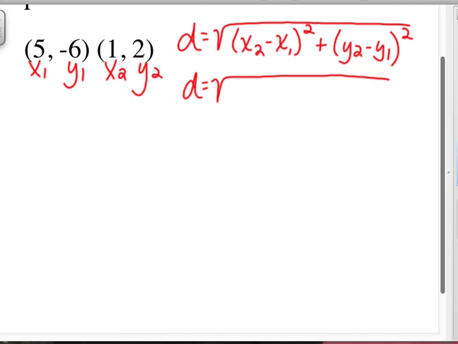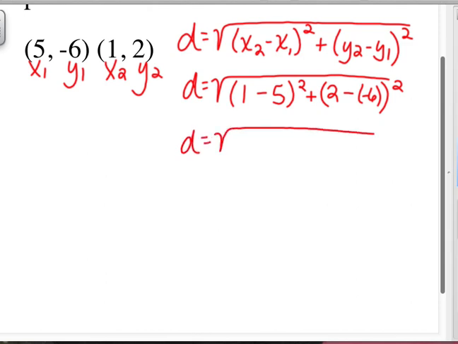Big radical sign. x2 is 1 minus x1 is 5, which I'm going to square. y2 is 2 minus y1, which is negative 6. I put those parentheses there to separate the subtraction sign from the negative sign. Here I go. 1 minus 5 is negative 4, which I'm going to square. And 2 minus negative 6 really becomes 2 plus positive 6. So that becomes an 8, which I'm going to square.